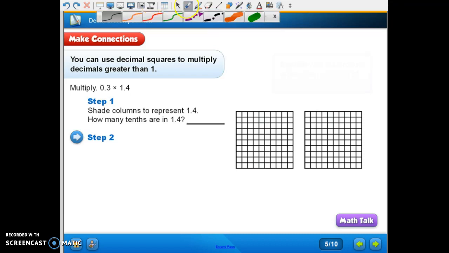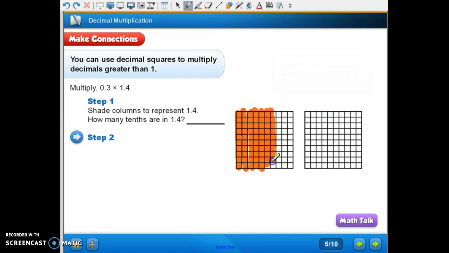So go ahead and take your colored pencil, and how are we going to shade this whole square to represent 1? Fill in 1 whole square. And how many columns are we going to fill in the other square? How many tenths do we need? 4. So go ahead and shade in those 4/10 in the other square.